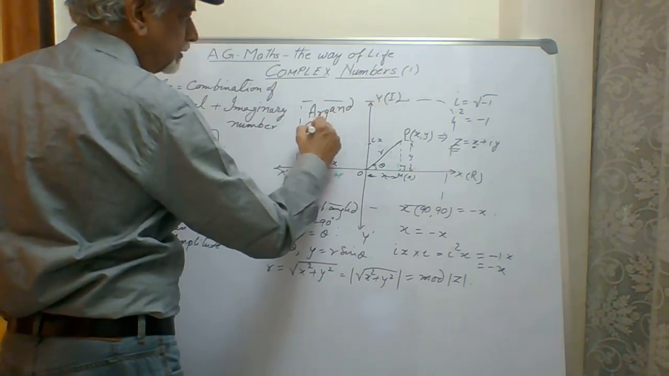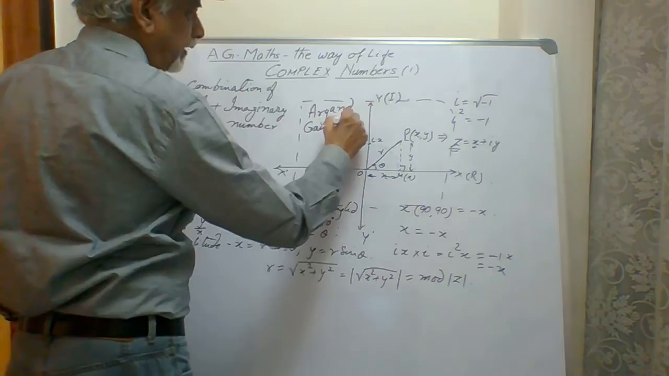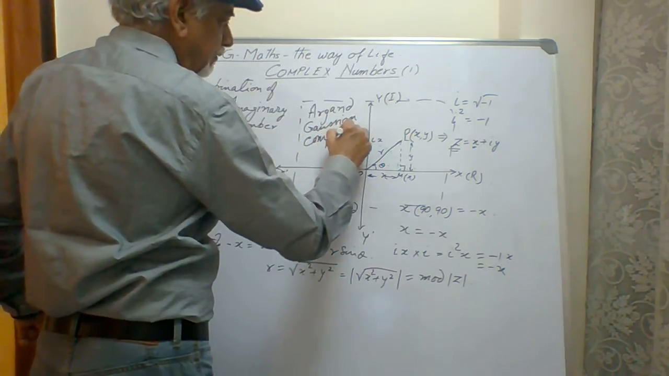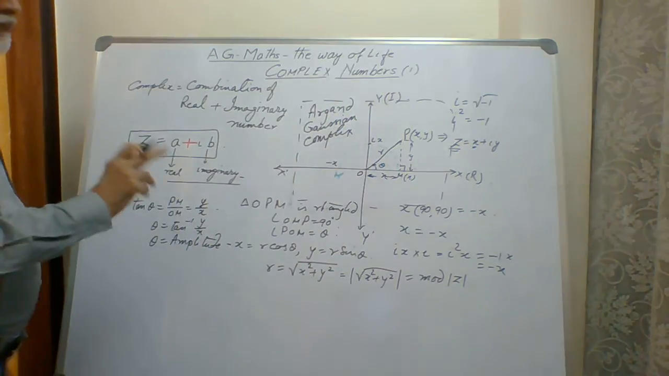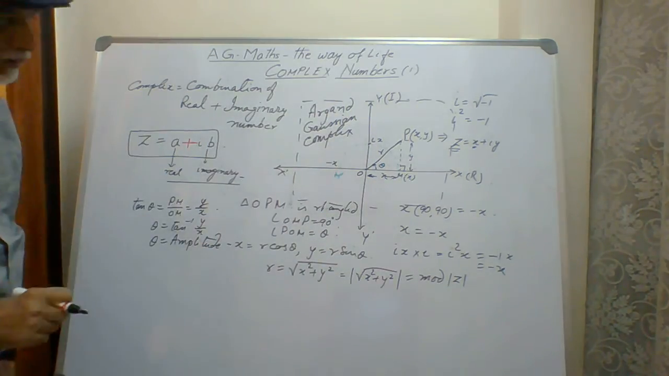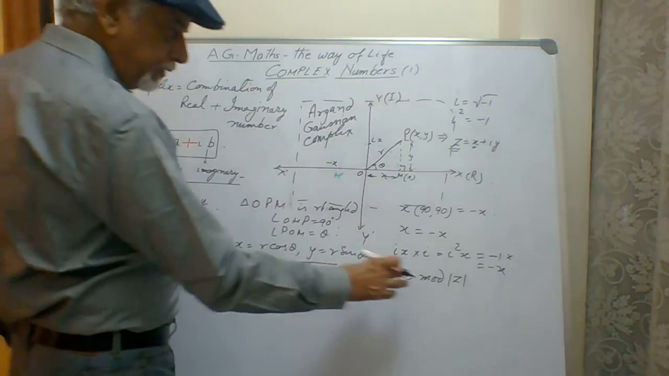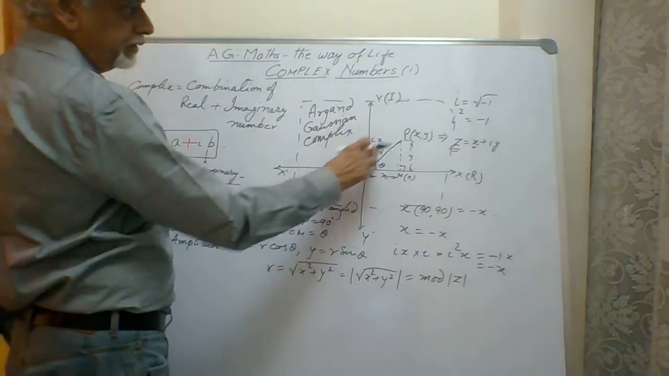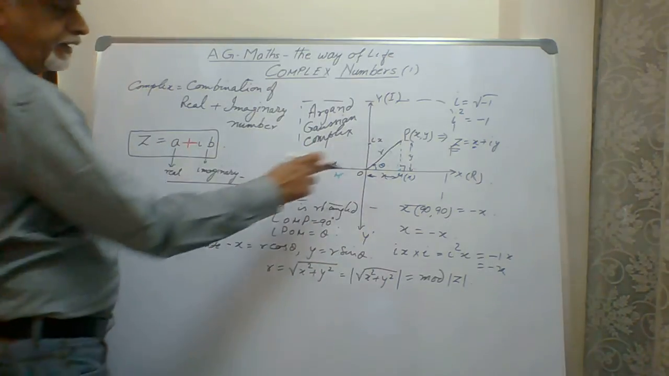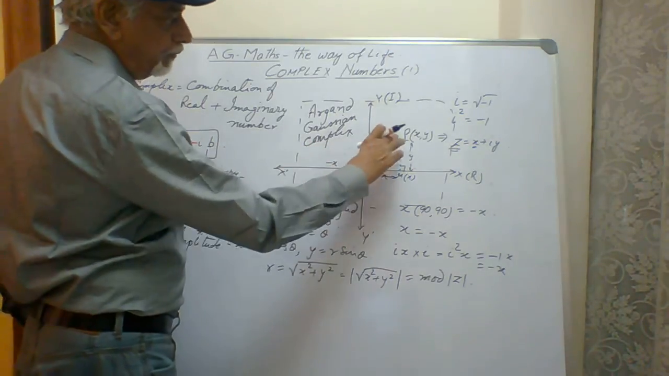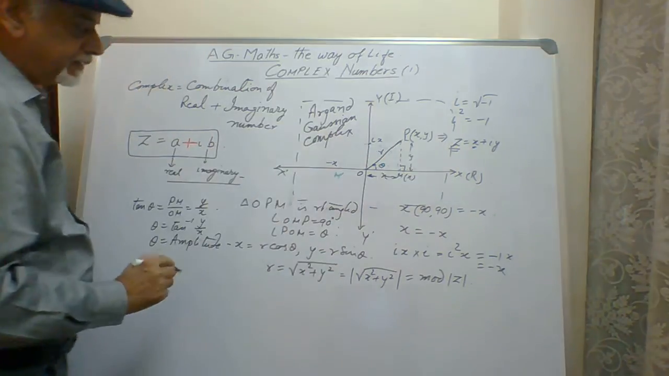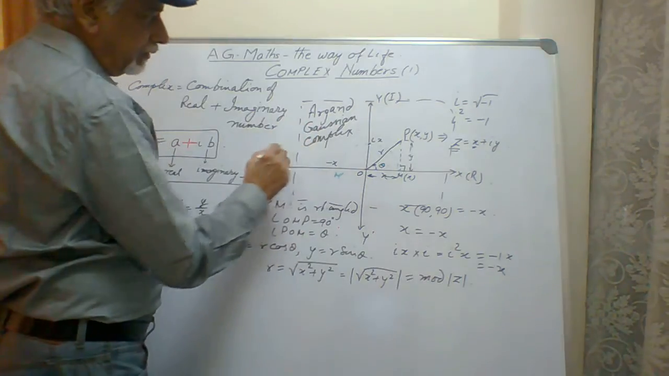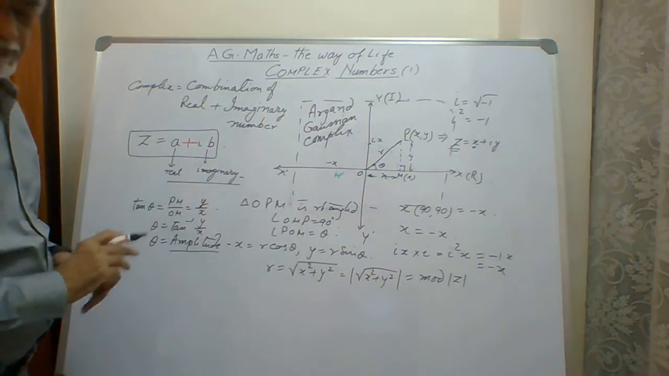Argand or Gaussian or complex, all these names you can attribute to this. These are all the Argand plane, Gaussian plane, or complex plane, which has the mod value as the radius connecting from the origin to the point P. Theta is the angle which this OP is making with the positive direction of the x-axis, which is called the amplitude, and the Argand plane, complex plane, is this whole plane.